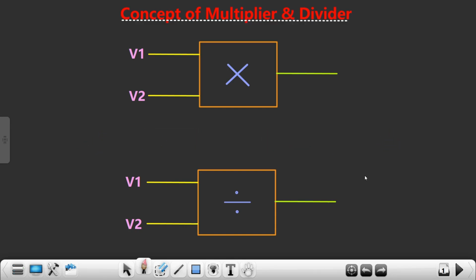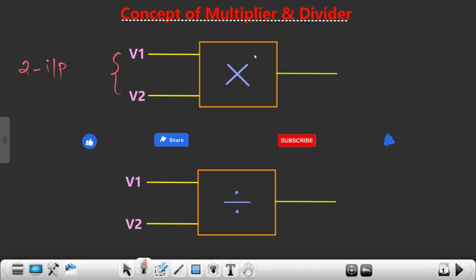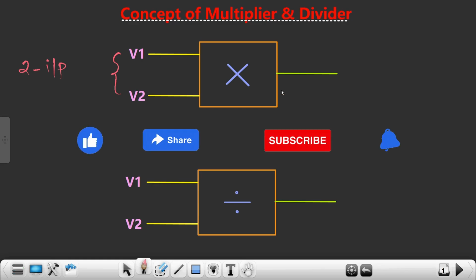So a multiplier is a system which actually multiplies the input signals. Come to the input side, and what we can clearly see here is that we have two input signals, right? And this is a multiplication symbol. I believe that you are quite familiar with it. So what this multiplier does is it multiplies the two input signals, that is V1 times V2. These are the two input signals which are getting multiplied.